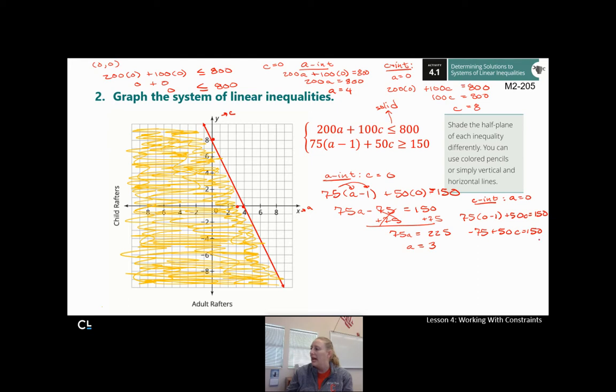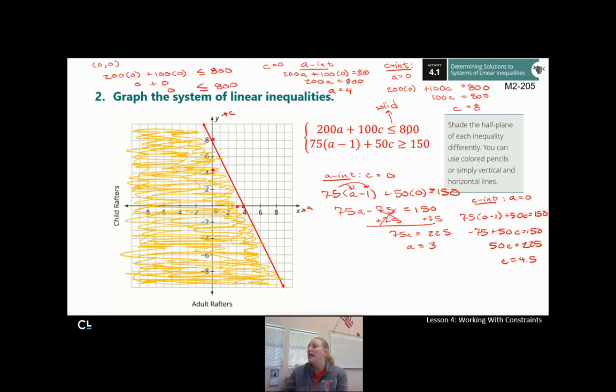And that means I need to add 75 to both sides. I feel like I've done this before. If I add 75 to both sides, I get 225. And if I divide that by 50, I get 4.5. So it looks like there's 4, there's 5, so right in the middle there, right in the middle again. Sorry, it's kind of hard to see. I'll see if I can make it a little darker. There you go. Not perfect, but you get the idea.